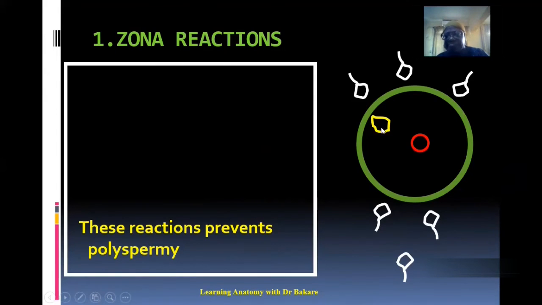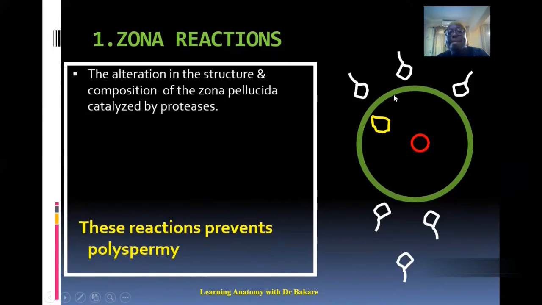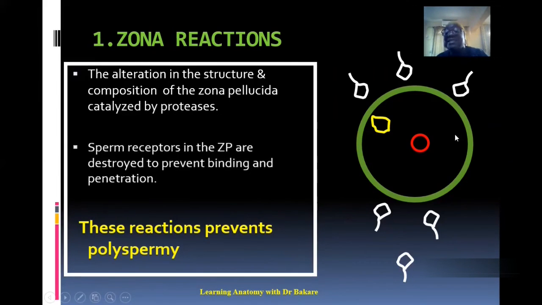After entering, there's going to be the initiation of the zonal reaction. The zonal reaction involves an alteration in the structural composition of the zona pellucida so that there will be blocking of the zona pellucida to prevent the invasion of additional spermatozoa. So this tends to prevent polyspermy. We already said that if more than one spermatozoa fertilizes the egg, it will lead to abnormality. So in order to avoid that, there's going to be the blockage of this region highlighted in green, which is termed the zona pellucida, so that other spermatozoa will not be able to penetrate through.